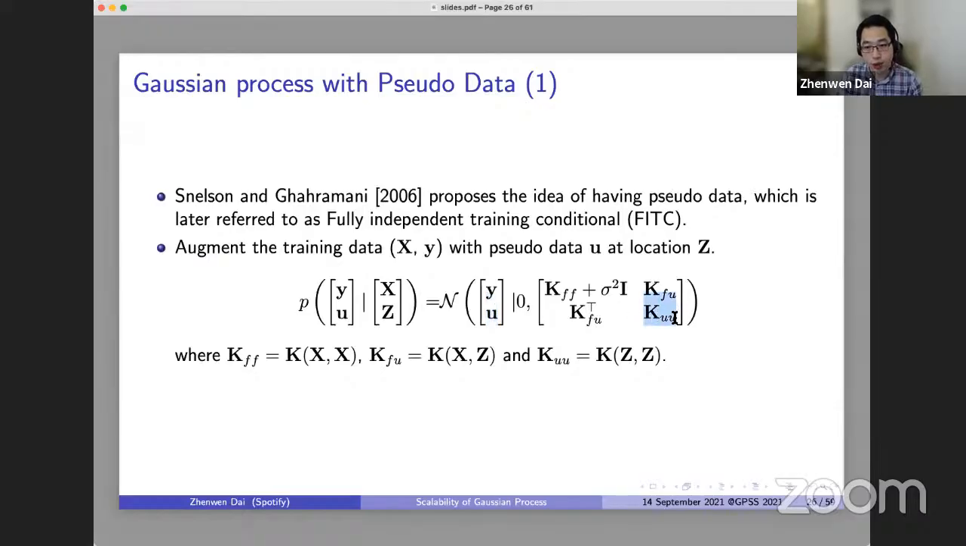And K_UU represents the covariance matrix among those pseudo data U, which is calculated by applying the covariance kernel function over the Z dataset. And K_FU is the cross covariance matrix between X and Z, calculated by applying the kernel between the training set X and those pseudo data Z.